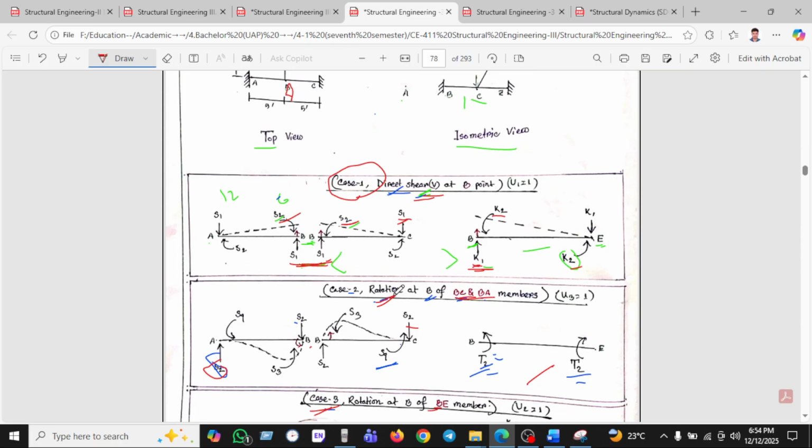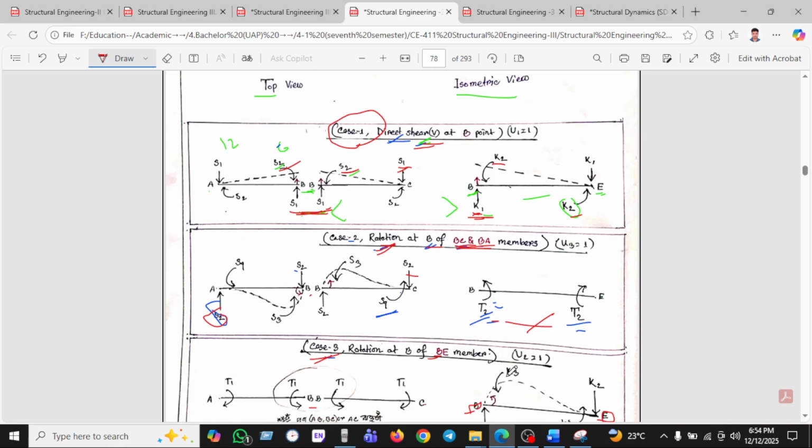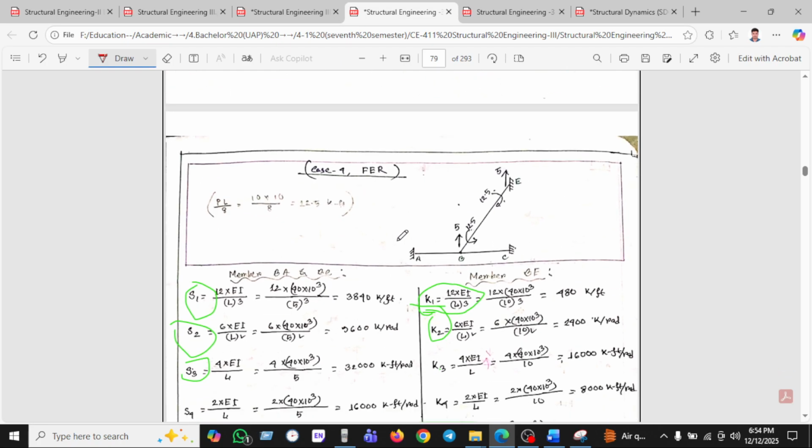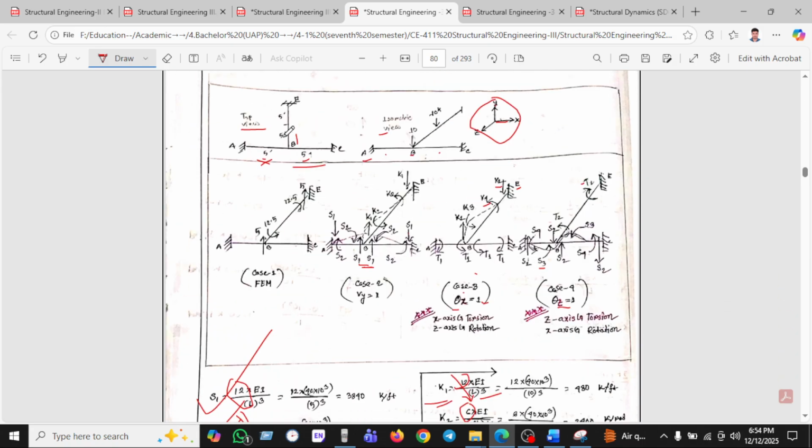Now we are taking the rotation at point B, that means BA and BC. So we take the rotation at B, and the opposite direction, the other member, will be torsion. The same thing, the rotation at B. After putting in this value, this is the member we have been taking here.